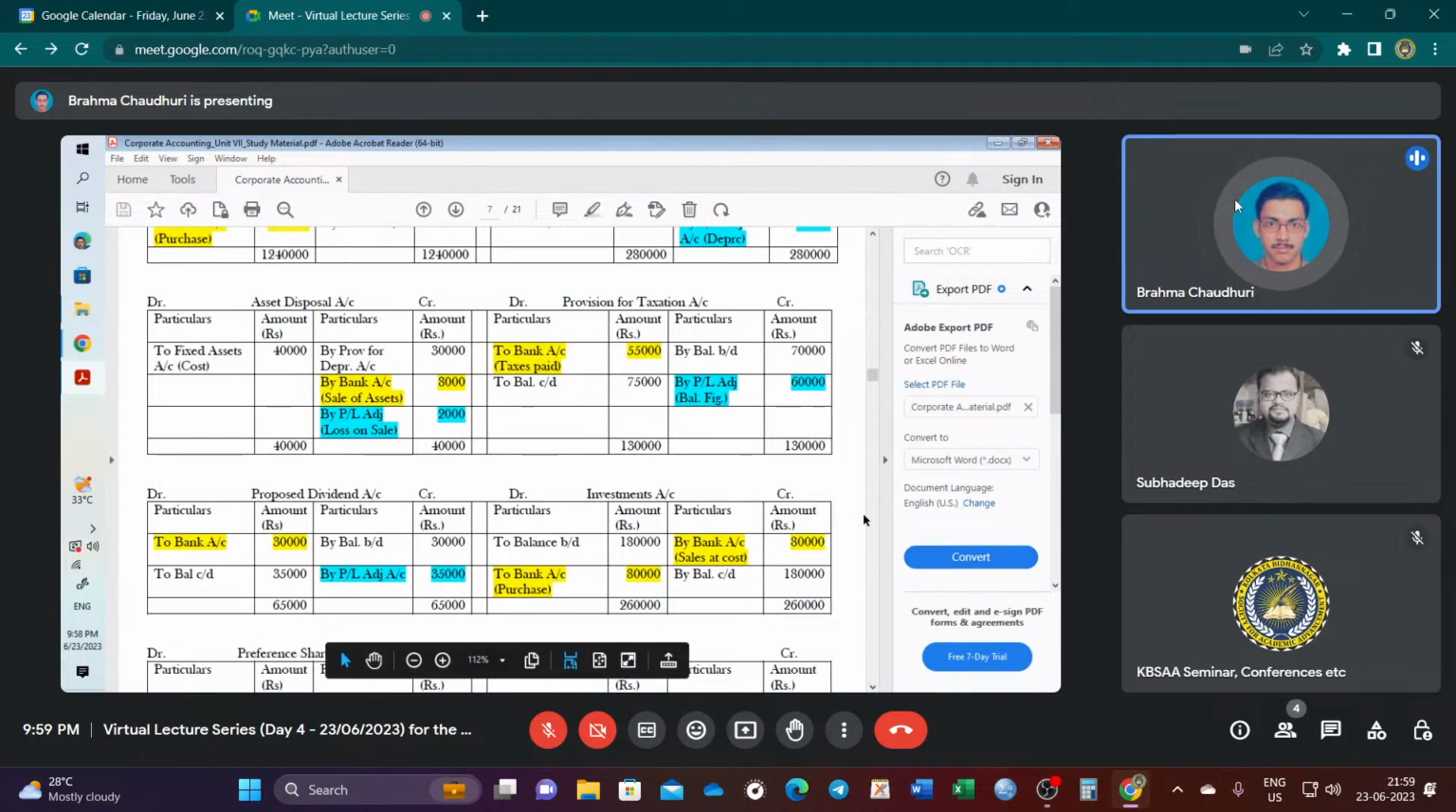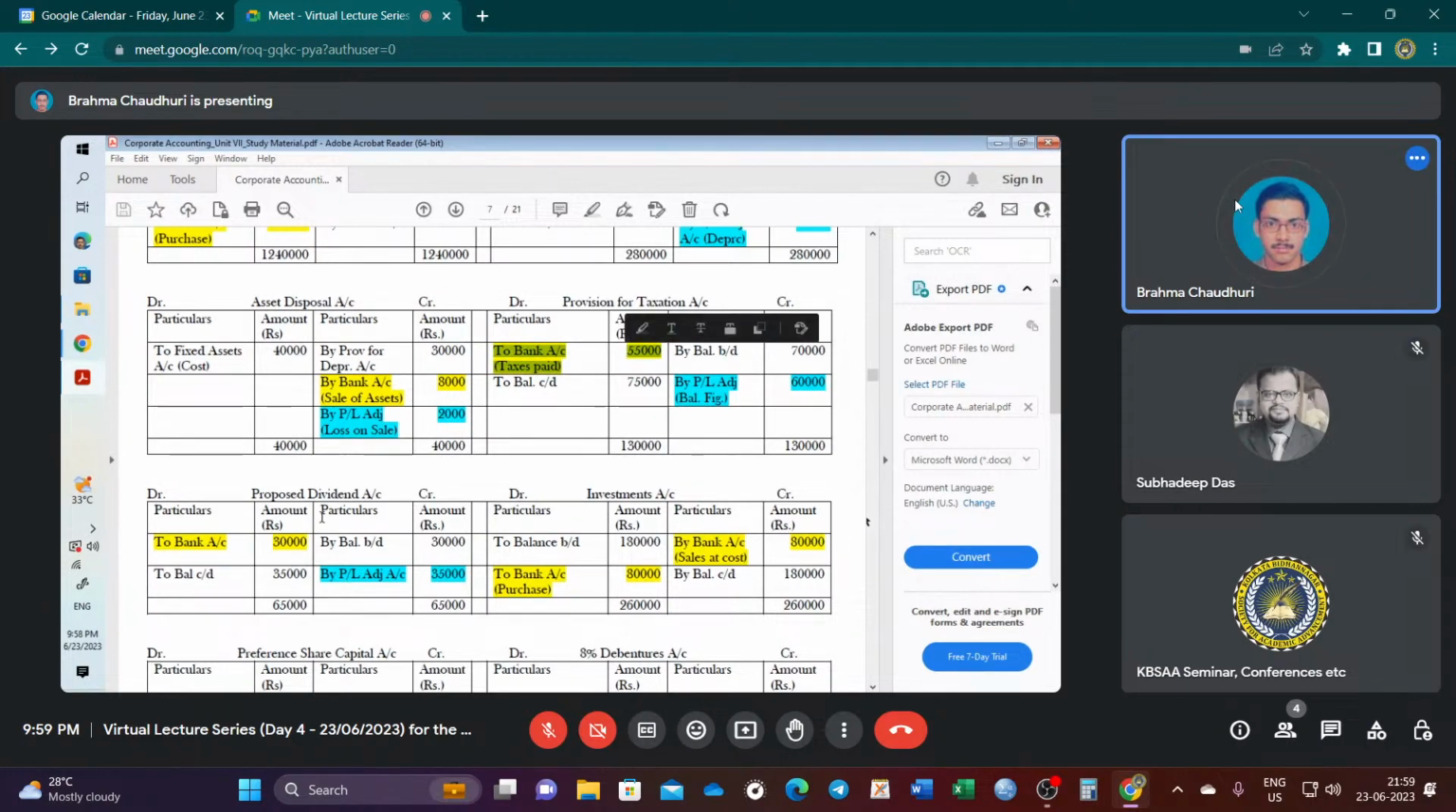And we will have to be very careful that to bank account taxes paid 55,000 will come under the operating activities. But to bank account 30,000 proposed dividend will come under the financing activities. This is actually the cash flow under the financing activities, and provision for taxation, taxes paid, is actually the cash outflow under the operating activities.